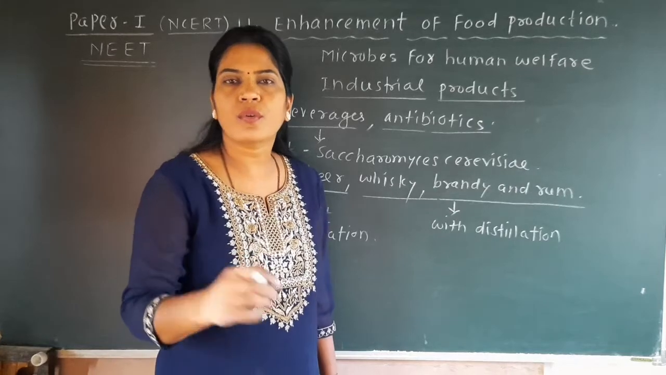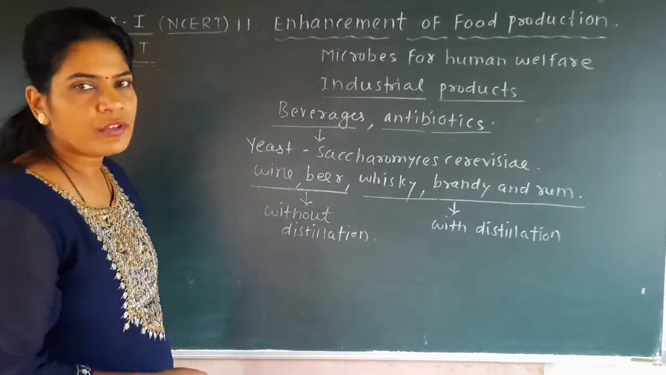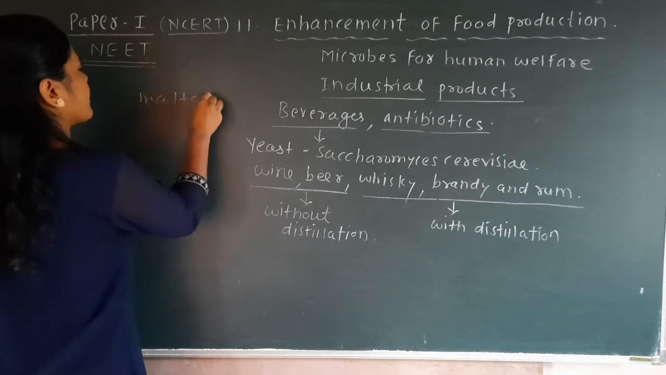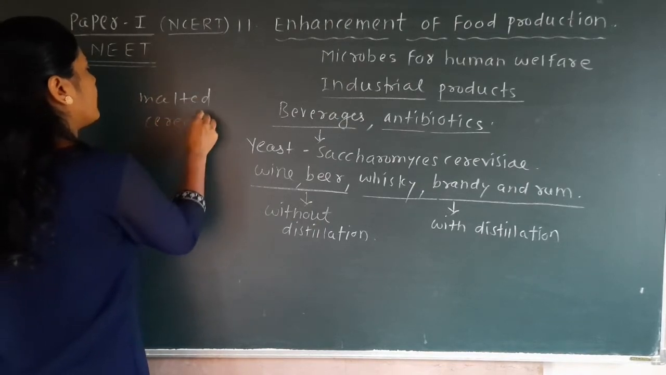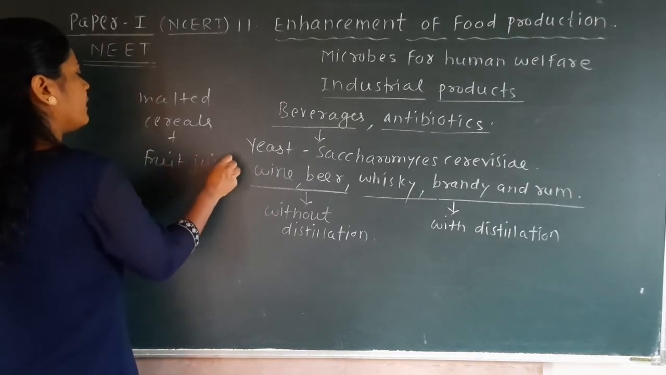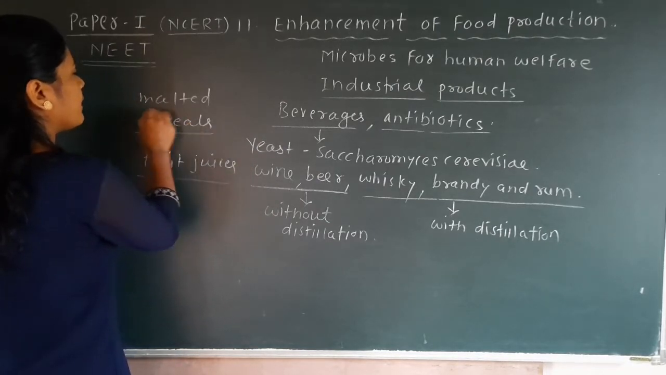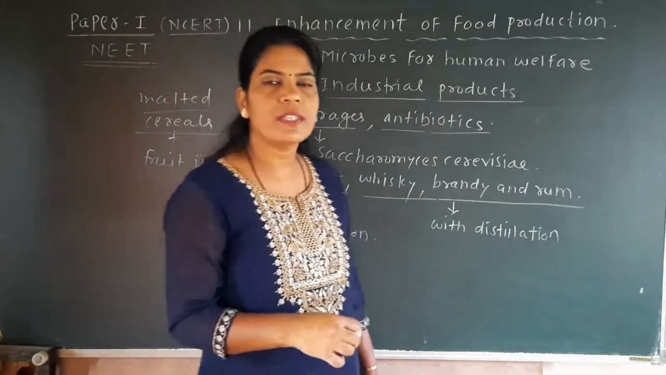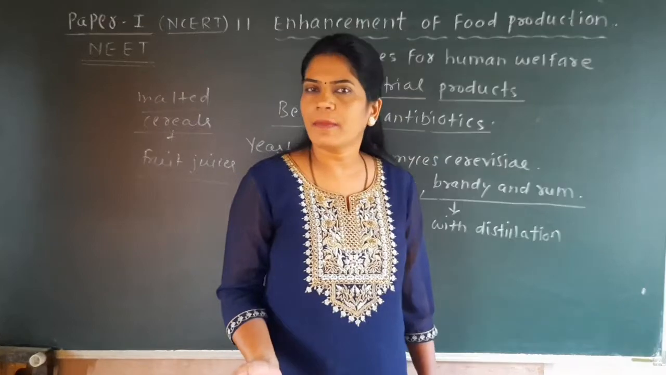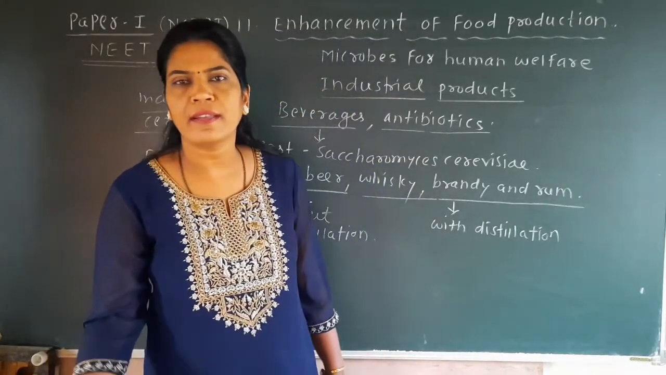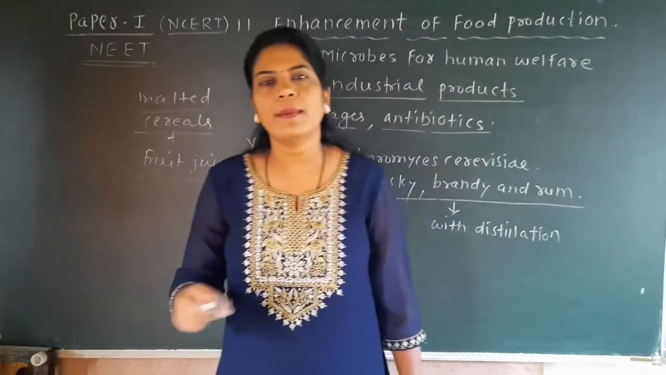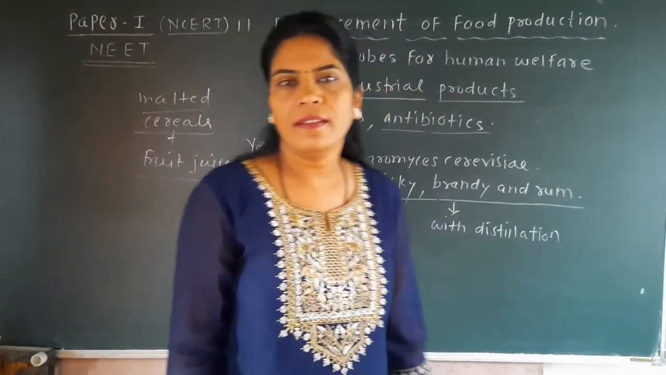Okay, and which raw material is used for the production of these beverages? One is called malted cereals and the other is fruit juices. The same content is given there. Malted cereals means what? The cereals which are first soaked in water and then dried in air, that we call malted cereals. Wheat, rice, maize, etc. Then different fruit juices, with the help of which we can also prepare these beverages.